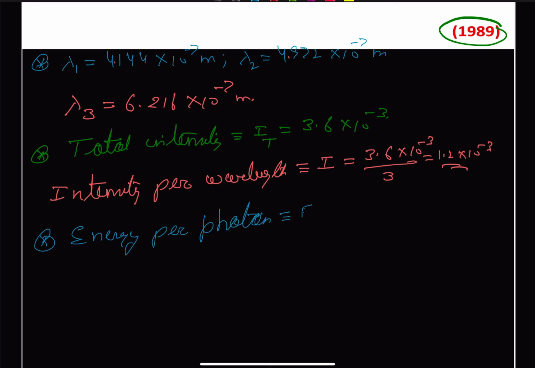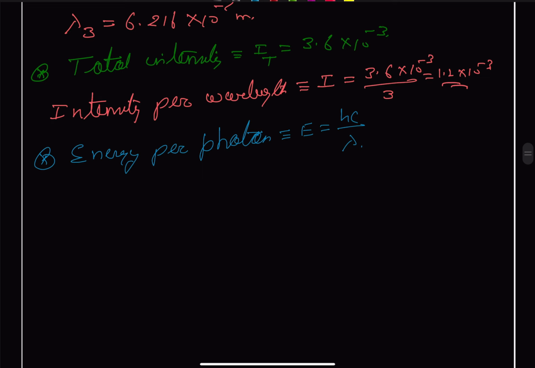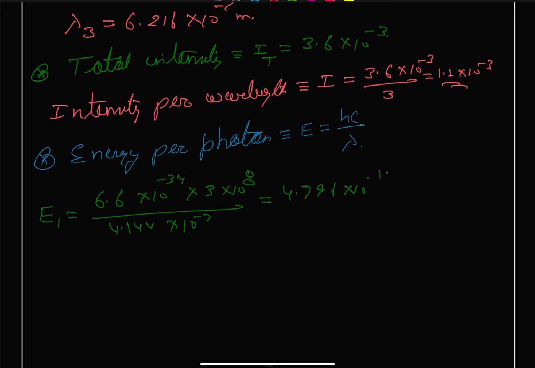So we can say energy per photon, suppose that is our E, will be given as hc upon lambda. So based on three wavelengths, we are going to have three different energies. So we can write our E1 will be equal to 6.6 into 10 to the power minus 34 multiplied by 3 into 10 to the power 8, and lambda 1 was 4.114 into 10 to the power minus 7. So this gives us energy equal to 4.796 into 10 to the power minus 19 joules.